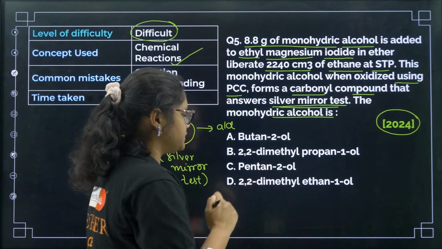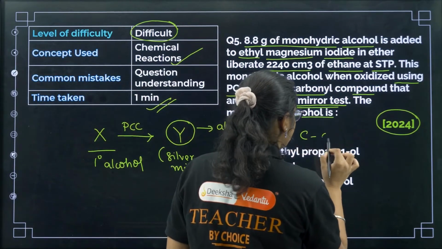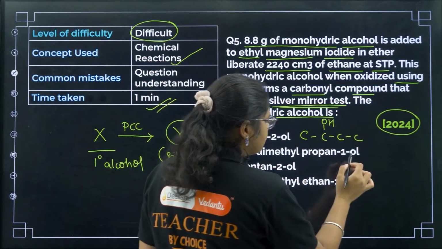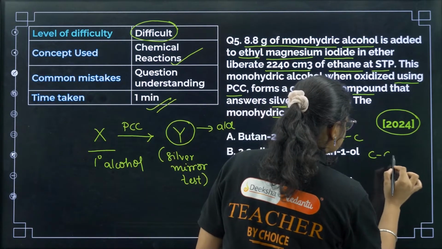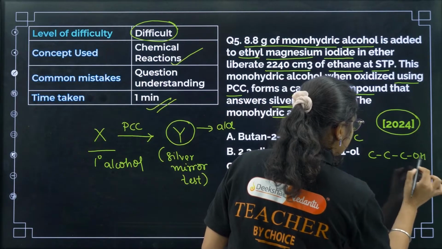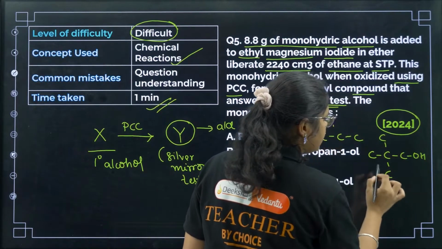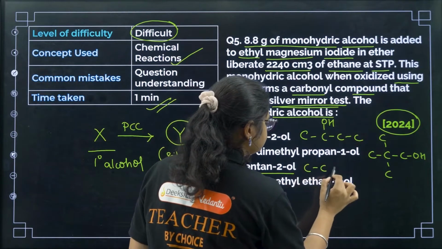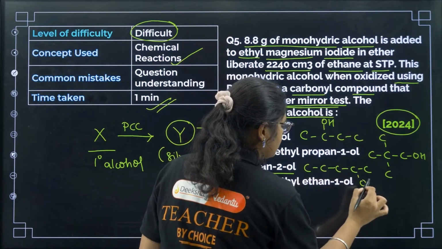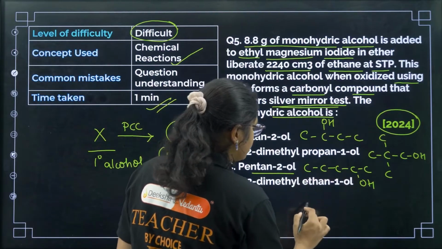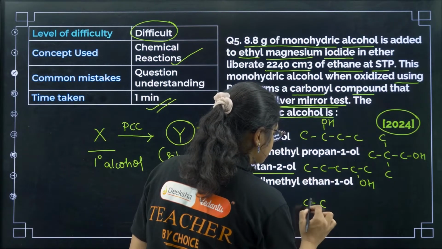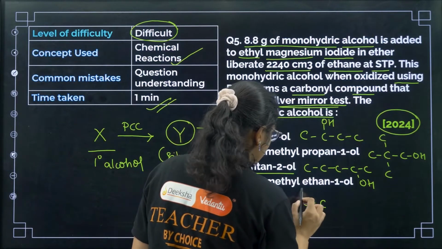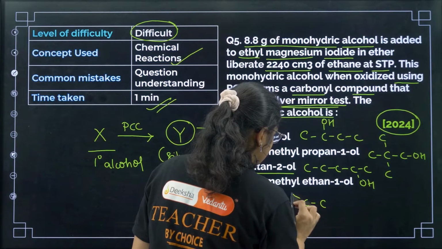Now let us see the options here. Butan-2-ol, we have like this. This is butan-2-ol. Next we have 2,2-dimethylpropan-1-ol. So I have 2,2-dimethylpropan-1-ol. Then pentan-2-ol. Okay, this is pentan-2-ol. And next I have 2,2-dimethylethan-1-ol. So I have the next one, 2,2-dimethyl. Okay, it's like this, I think.